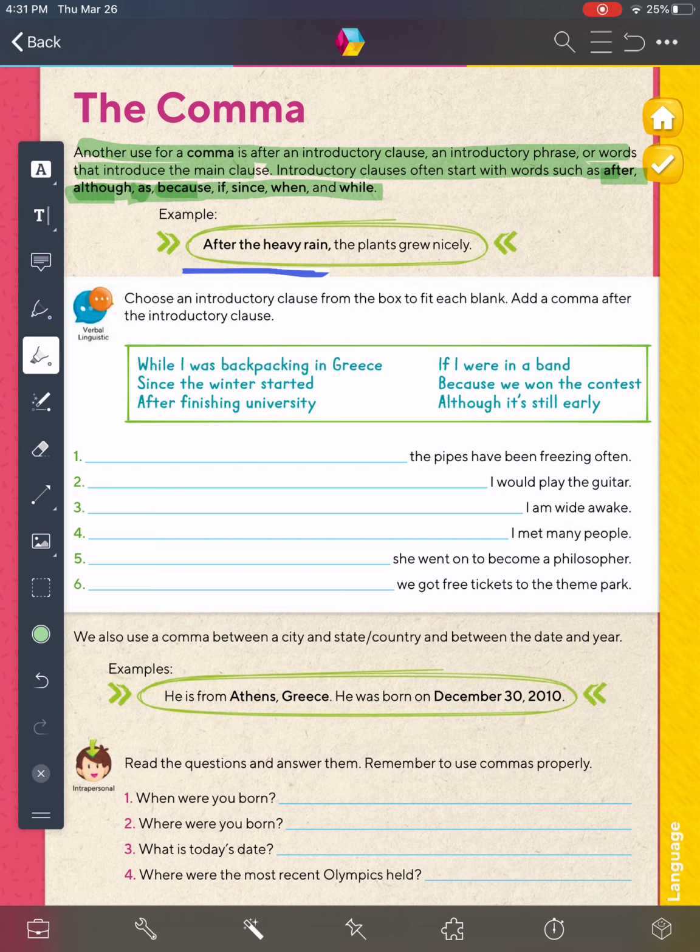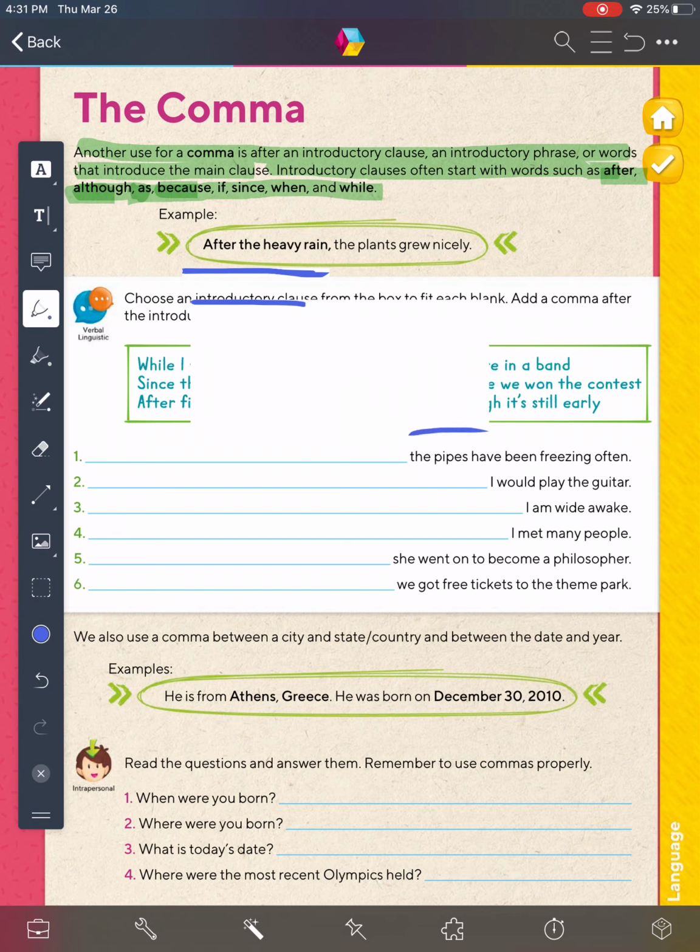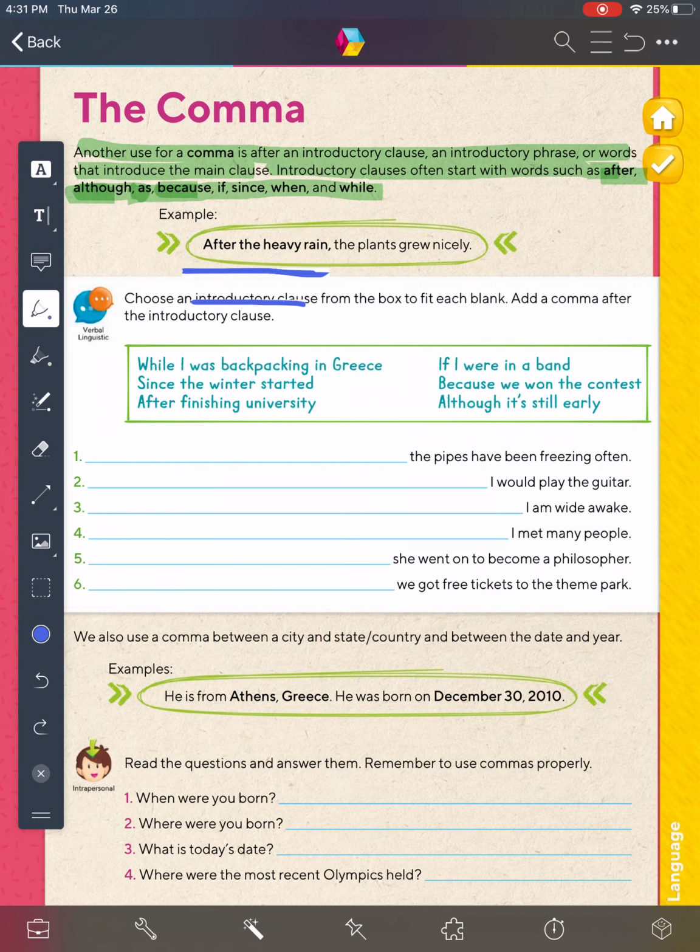Okay? So, on the next exercise, what you have to do is to relate the introductory clause with the rest of the sentence. And I will help you with the first one because I'm really nice. I don't know why I'm erasing this, sorry. I'm going to pick the other two. We have this. The pipes have been freezing often.